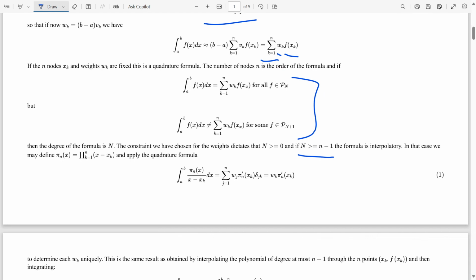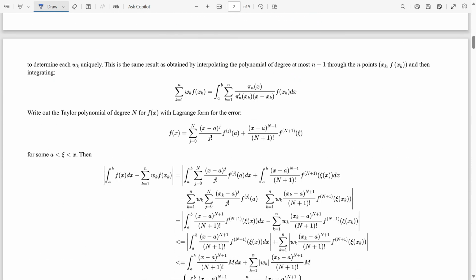So I'm going to let pi n of x be the monic polynomial of degree n with the n nodes as zeros. Then the given integral will be evaluated exactly by an interpolatory quadrature formula. The integrand is 0 at all nodes except xk, and we can use L'Hopital's rule to evaluate it there. Multiply by wk in the sum to get a simple formula for the weight wk.